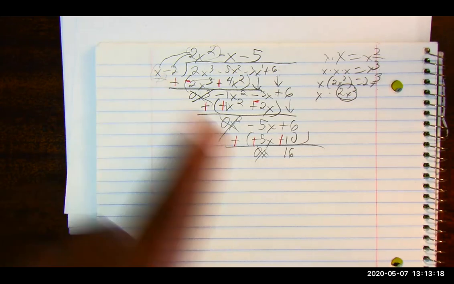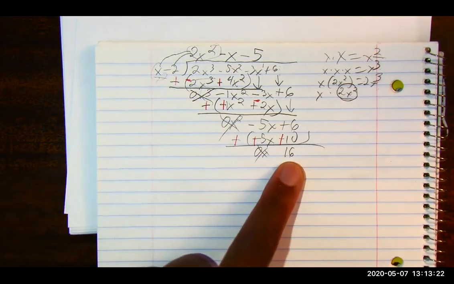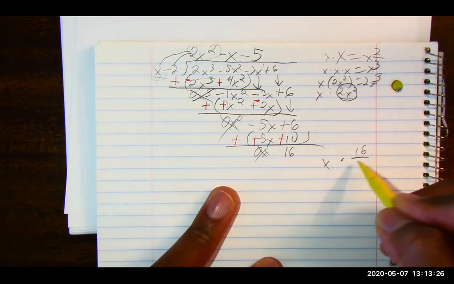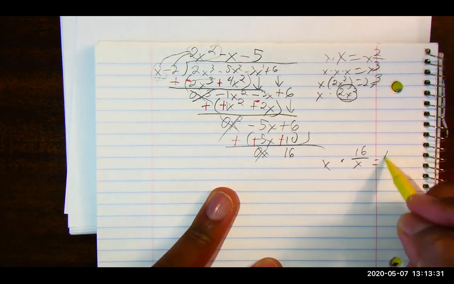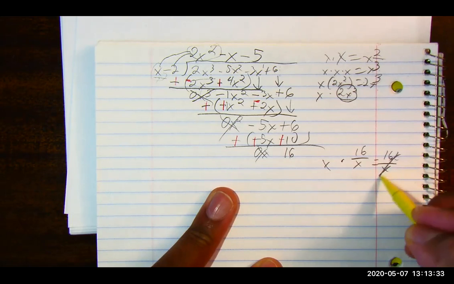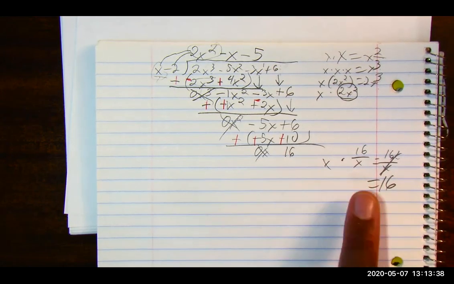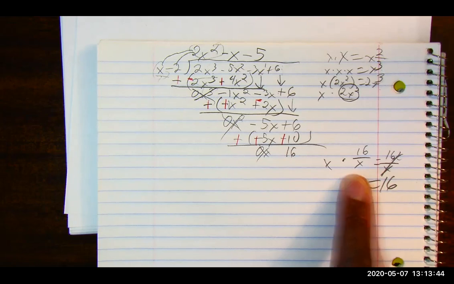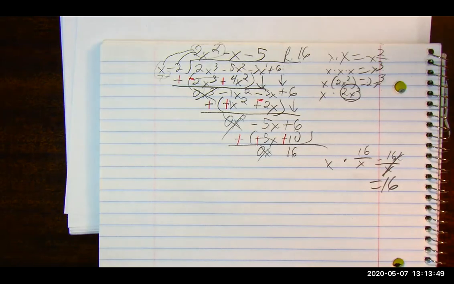If we wanted to go further, we could say, well, what do we have to multiply x by to get 16? x times 16 divided by x equals 16x over x, which just leaves us 16. So you could deal with this, but once we get to the point where we have a rational function, where x is in the denominator, there's no point in going on. We're in the realm of remainders. So I would just say the remainder is 16.